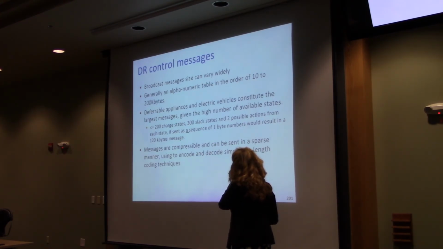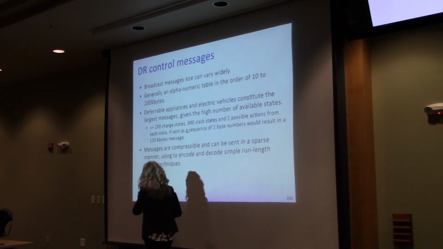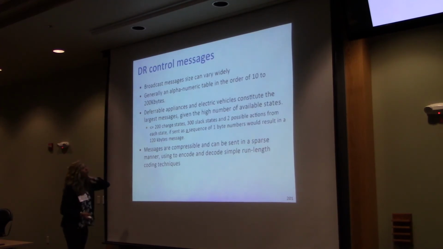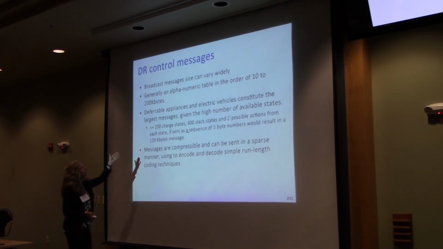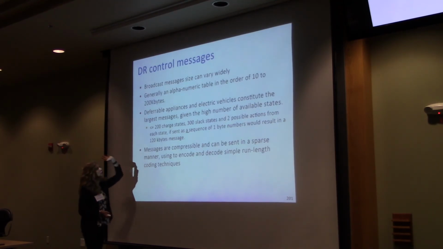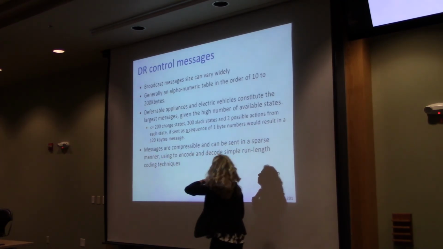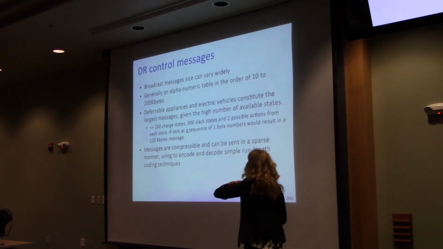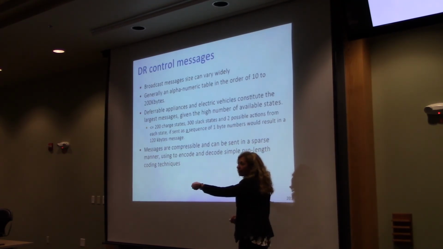So what is the range of these messages? What is the range of bits that you need for these messages? If you look at, for instance, an electric vehicle that is telling you how much slack in terms of charging it has, and you are quantizing, saying that there are 200 charge states and 300 slack states. By the way, these are very fine quantizations for the purpose of controlling load accurately. And you assume that for each state there are only two possible actions, so you can go only from one state to the next.